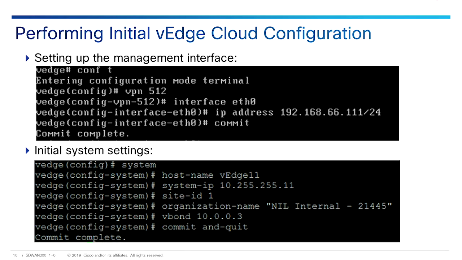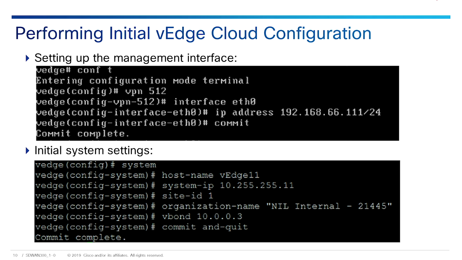Then on the device, what we do is we'll console into it because we won't be able to SSH anything yet because we don't have any IP address. So we're going to create our management VPN, VPN 512. We're going to assign an interface to it, the same one that we did previously in the VMware page, and then assign an IP address to it.